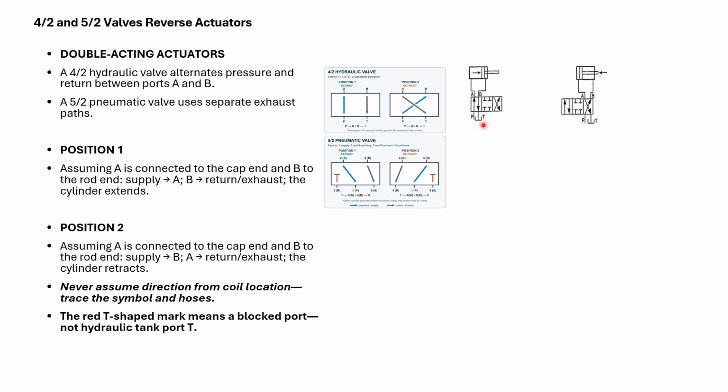Never assume direction from coil locations. Trace the symbol and the hoses. The red T, what does it mean? The red T-shaped mark means a blocked port. Blocked port, remember. Not the hydraulic tank. Port T is different. This red T-shaped mark means blocked. Here, T means tank.